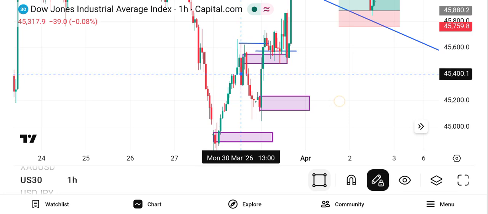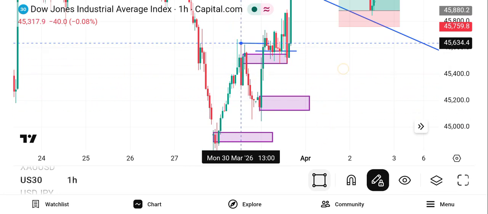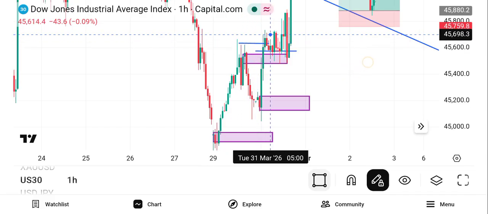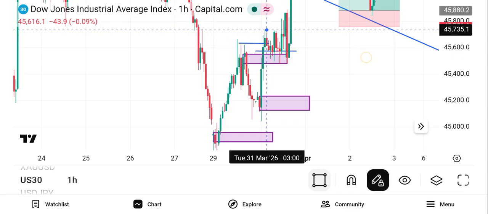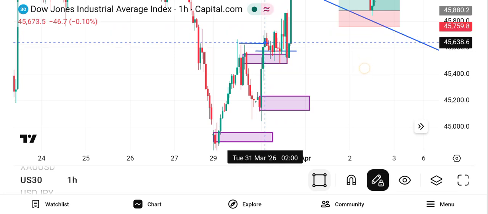Alright, first of all, there must be a market structure shift. Here you see that the market broke above this lower high, which shows that a market structure shift has occurred, because the market was in a downtrend, and when the market broke above this level and this candlestick closed, it indicates that a market structure shift has occurred.